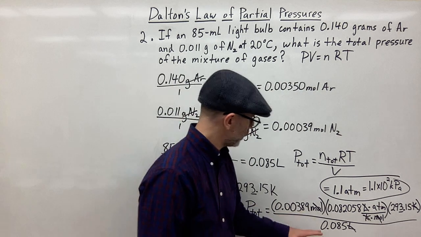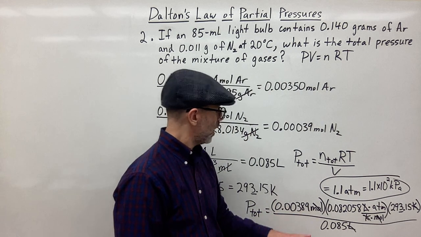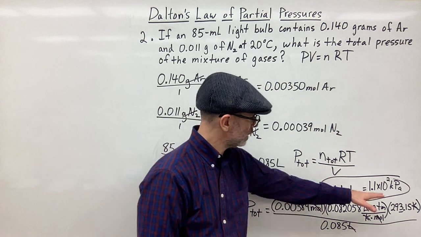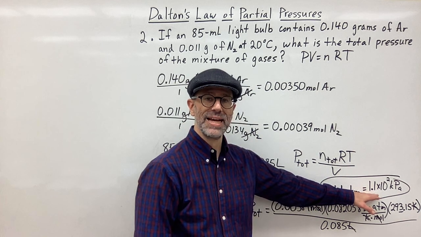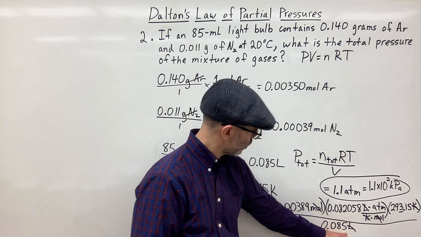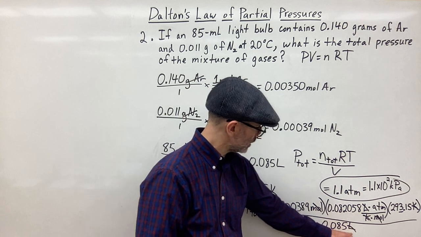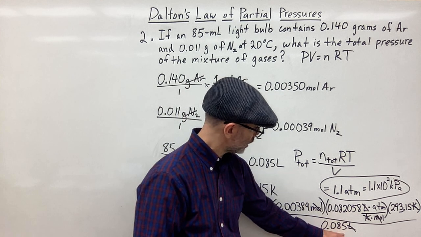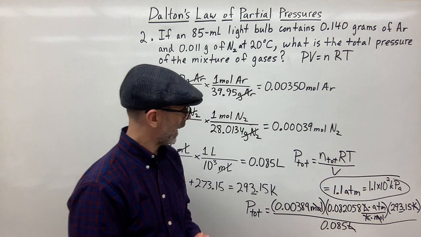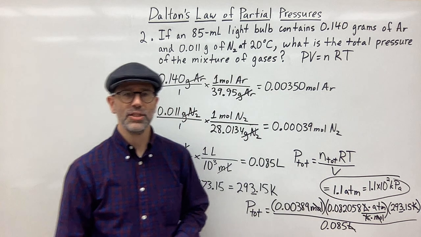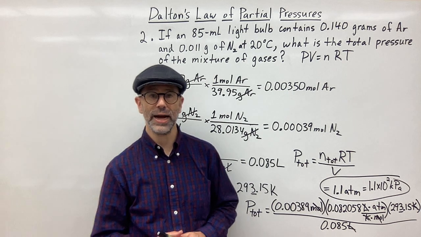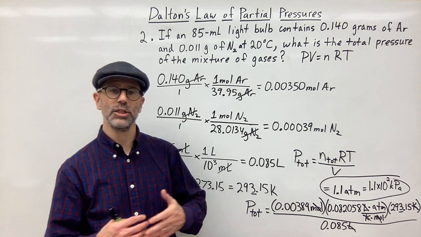Now, for the sig figs, for those of you interested in sig figs, our answer should have the same number of sig figs as the measure with the least number, and that is this number here with 8.5. So that is 2 sig figs. So we are having 2 sig figs in the answer itself. And that, ladies and gentlemen, is how you use Dalton's law to find the total pressure of a mixture of gases.